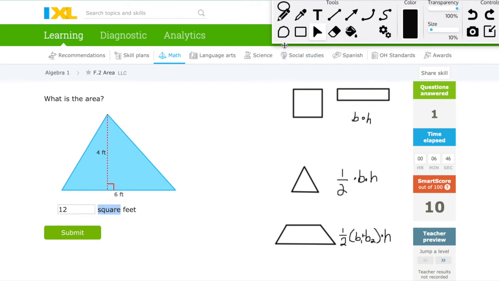It's basically like how many little squares would we have to add in here to fill up the entire thing? Obviously they'd be bigger with feet. Okay, let's keep going.